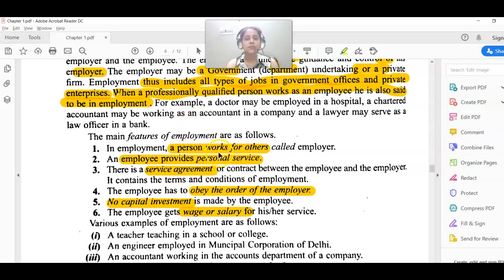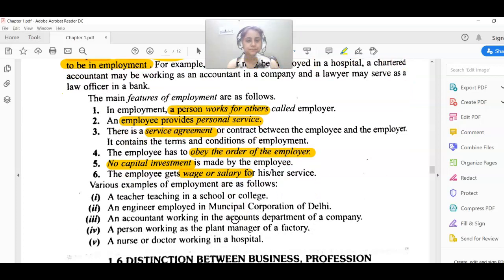In employment, a person works for others called the employer, and the employee provides personal services. There is a service agreement or contract between the employee and the employer. The employee has to obey the orders of the employer. No capital investment is made by the employee. The employee gets wages or salary for his or her services.